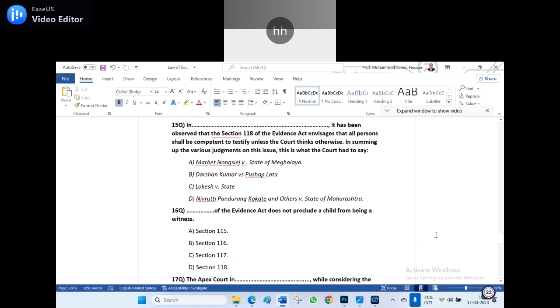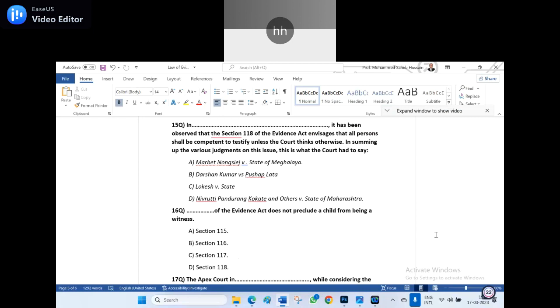Now the 16th question. Dash of the Evidence Act does not preclude a child from being a witness. A. Section 115. B. Section 116. C. Section 117. D. Section 118.